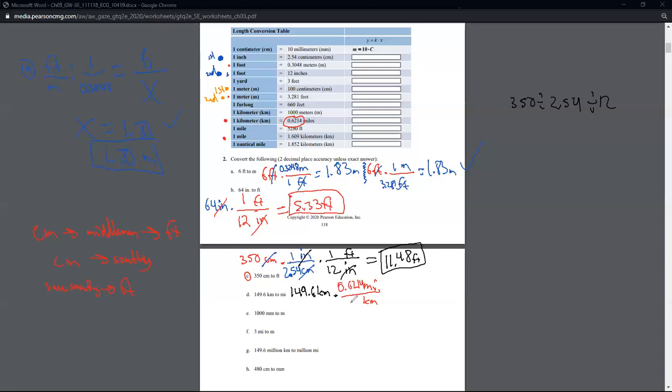So 0.6214 miles is 1 kilometer, but I could have written 1 over 1.609 if I wanted to use the second one. That cancels our kilometers, and when you do this math and round to the nearest hundredth, you should get 92.96 miles. So 150 kilometers is about 93 miles.